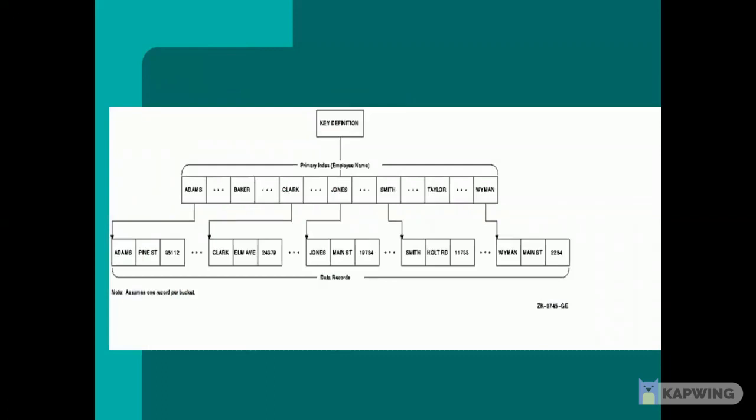So this is a key definition. This is a primary index, employee name. Here we are specifying Adams. Then we write the record. Assume one record per bucket here. Then Clark, so the Clark record, then John's record, then the Smith record, and here will be a Raymond record. So these are the data records which we can point to based on this key. So this is an index sequential file.